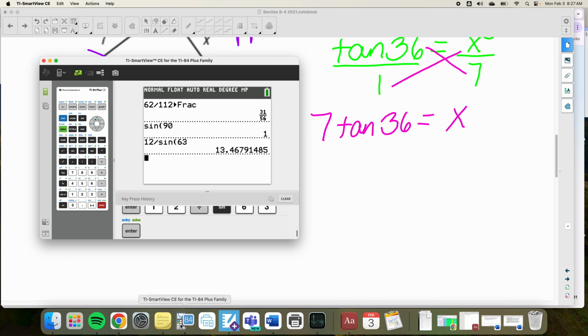And then we're just gonna go ahead and type that in, and we get 7 tan 36. And this one, when we round it to 2 decimal places, did you guys get 5.09? Okay.